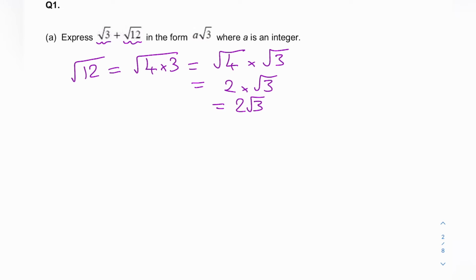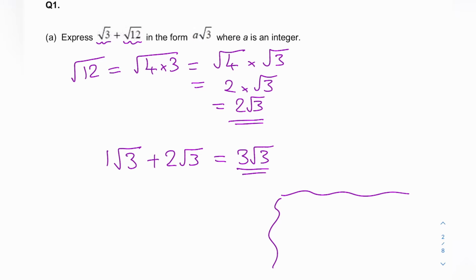So if we go back to the question now, we had root 3 plus root 12. Well, we've just worked out root 12 as 2 root 3. So now I have 1 root 3 plus 2 root 3, which means we've got 3 lots of this root 3. Again, you can picture this like we've done in algebra. If I asked you to do A add 2A, you would tell me that we've got a total of 3A. It's the same thing here. We've got 1 lot of root 3 plus 2 lots of root 3, which is equal to 3 lots of root 3.